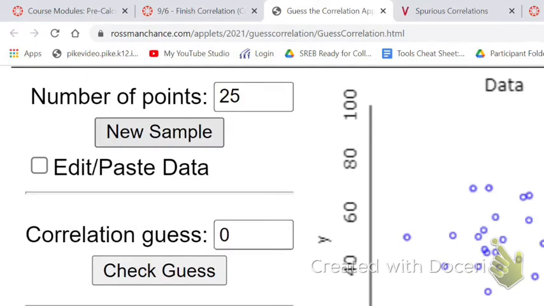All right, so here's our first one. What do you think the R value, the correlation coefficient, would be here? Write down your best guess, and then I will show you what the answer is. Like I said, we're going to do this a couple times.